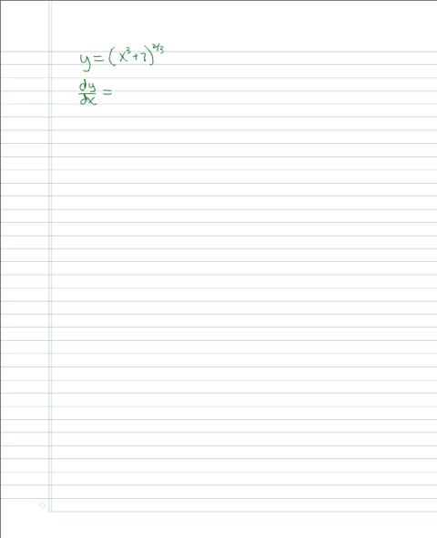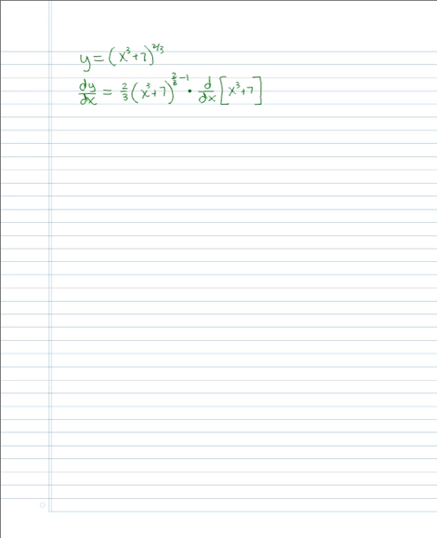Now, this requires the general power rule. We have parentheses to a power. And so the general power rule requires that we put the exponent in front, so that's 2/3 of the parentheses. And then we calculate the new exponent by taking the old exponent and subtracting 1. And then we have to remember that we also have to multiply with the derivative of what's inside the parentheses. And so we've got to calculate the derivative of x cubed plus 7.